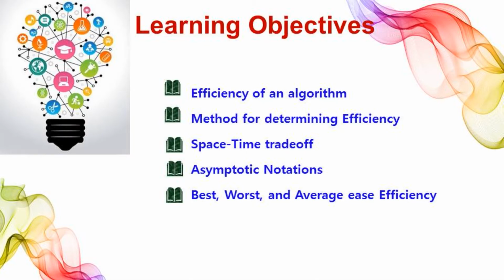Learning objectives. After studying this chapter, you will be able to know what is meant by efficiency of an algorithm, what is the method for determining efficiency, what is meant by space-time trade-off, what is meant by asymptotic notations, and what is the difference between best, worst, and average case efficiency.